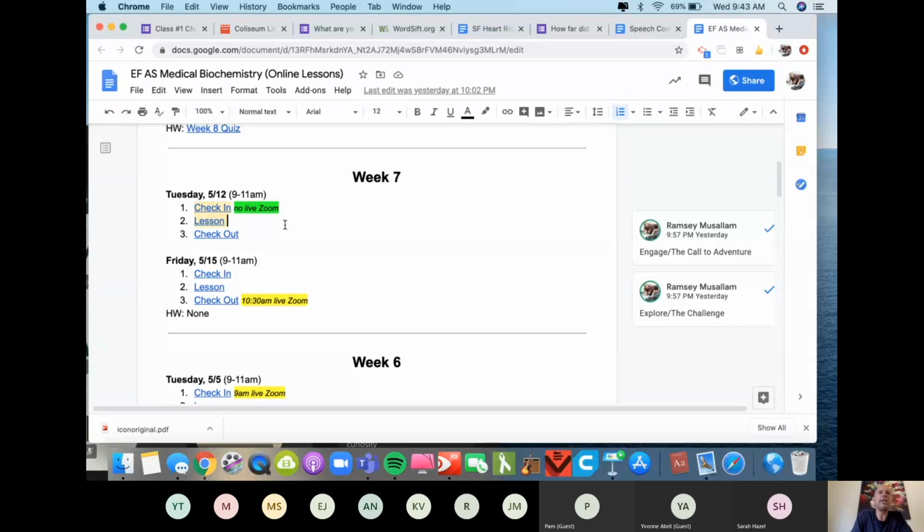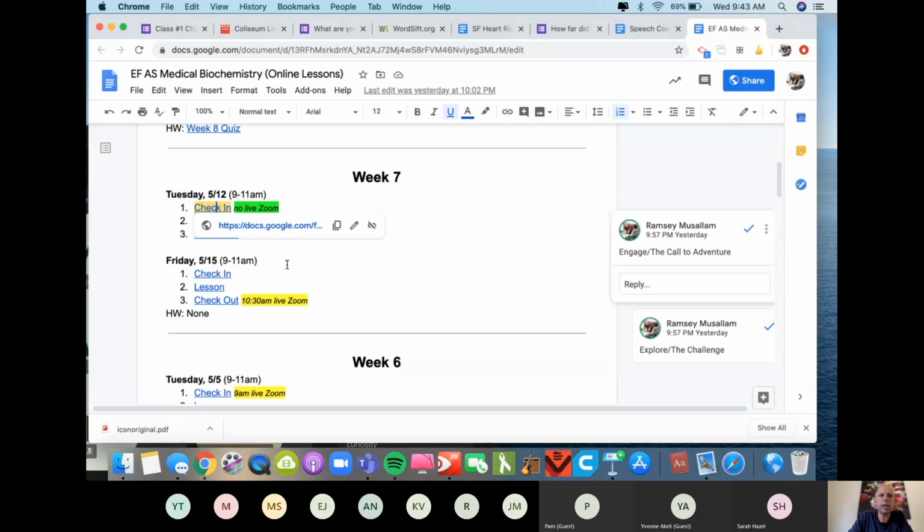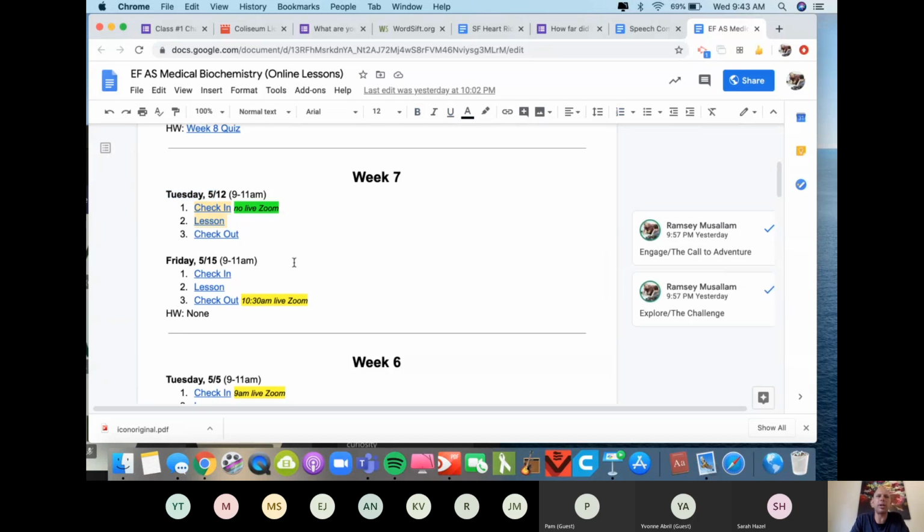So I just used a simple Google Doc for each day. Students would come here to Tuesday 5/12 and click on check-in. It says whether or not the check-in is going to be a Zoom. In this case, there was no live Zoom to this check-in. The purpose of the check-in, as you see over here, is the call to adventure. I'm going to use this phase to call students to adventure about what they're going to do for the next 2 hours. I'm going to spark their curiosity about it.